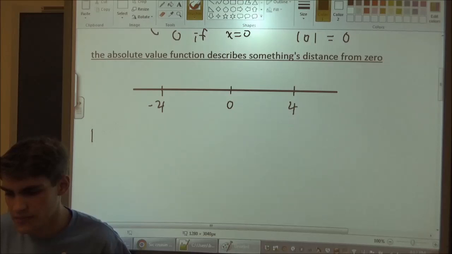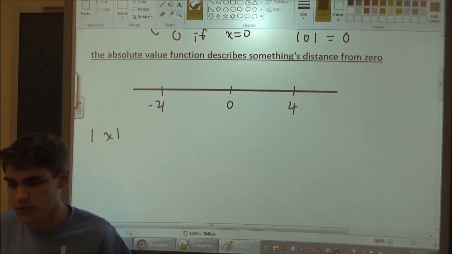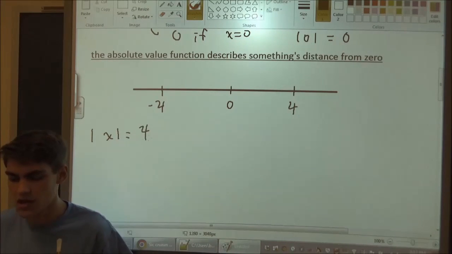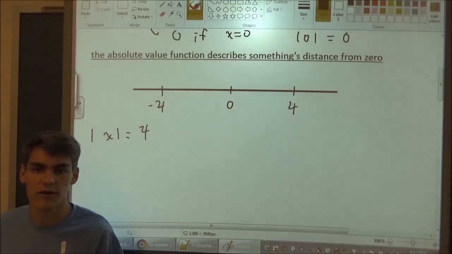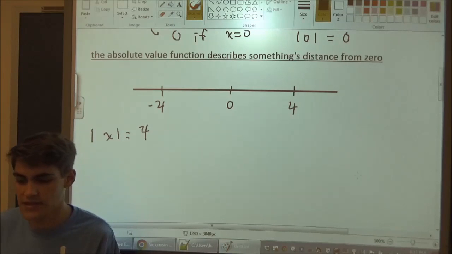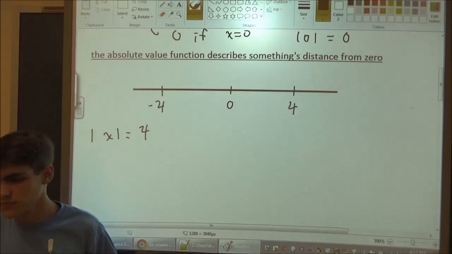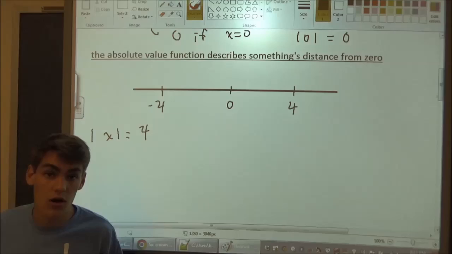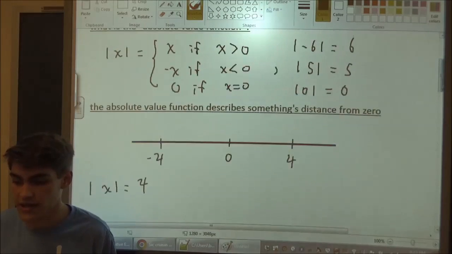So the reason I picked negative 4 and 4 is because I'm going to give you this equation of the absolute value of x being equal to 4. How would you solve this? What values of x make this statement true? Okay, you don't know what x is. x could be literally anything.